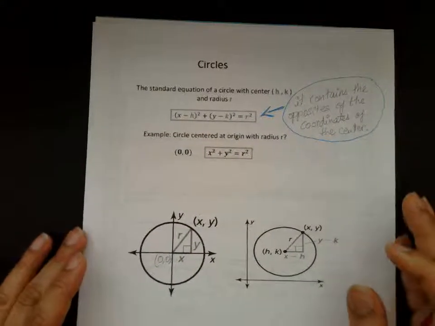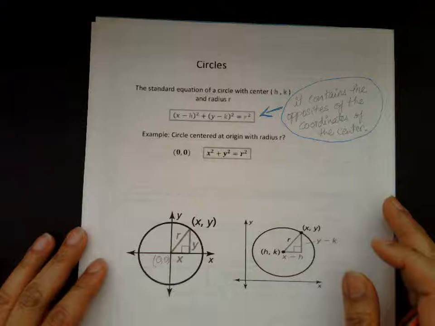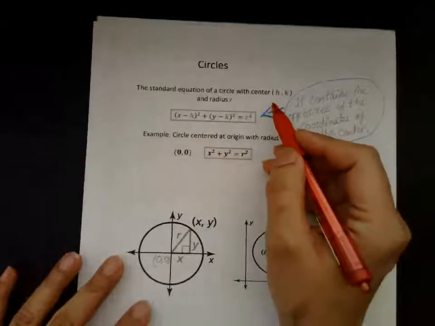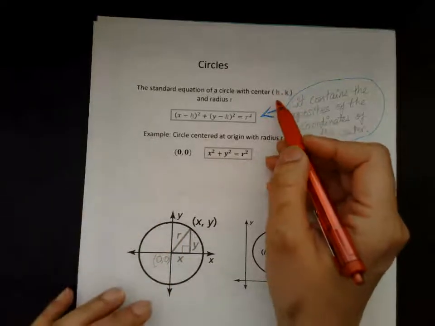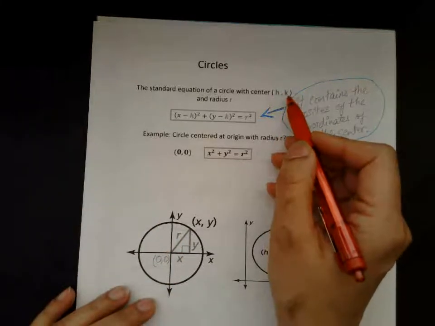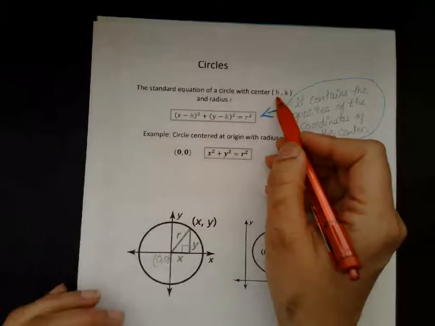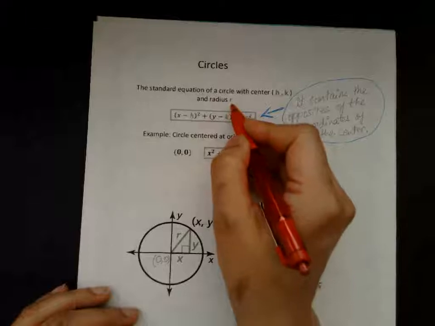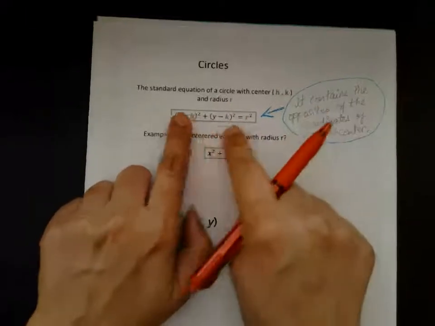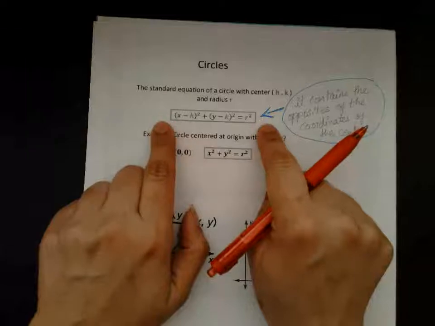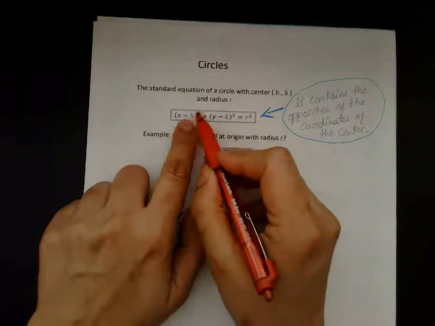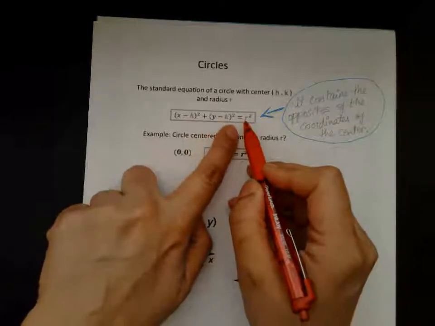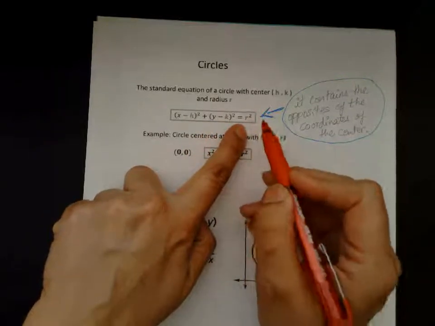Okay, let's understand circles on the coordinate plane. Writing the standard equation of a circle. Because we are talking about the coordinate plane, we need to have x and y. That means the center, in this case, we are representing it with h and k, and we need the radius as r. This is the standard equation of a circle: (x - h)² + (y - k)² = r².